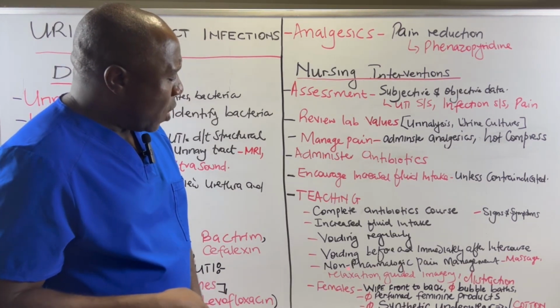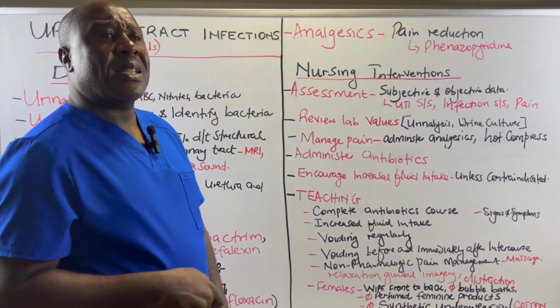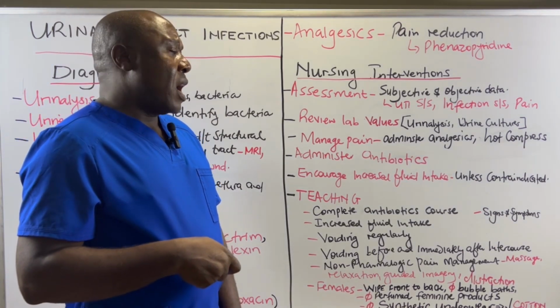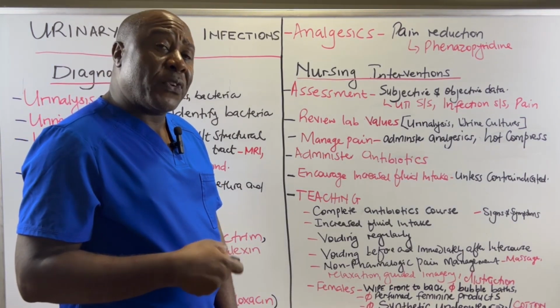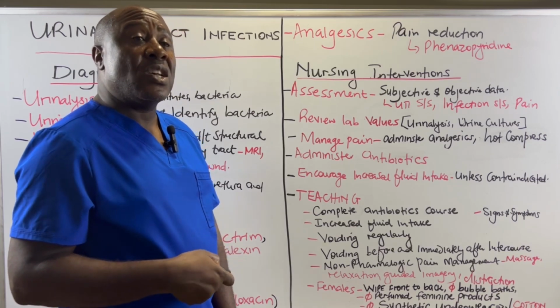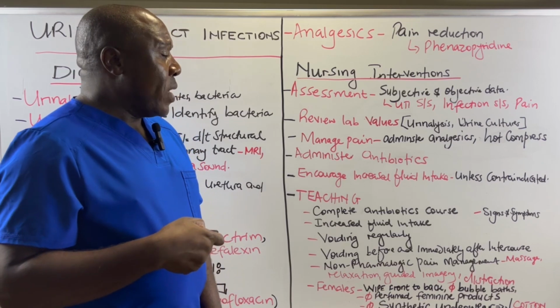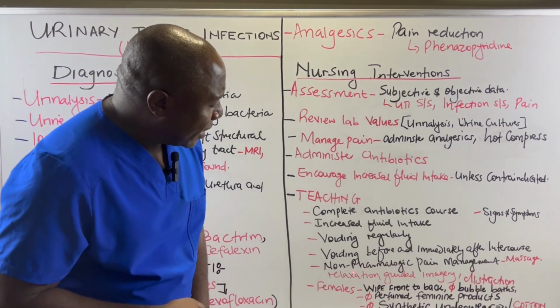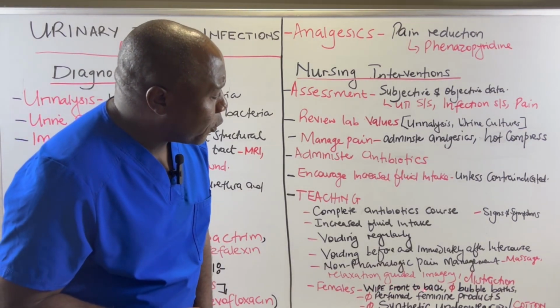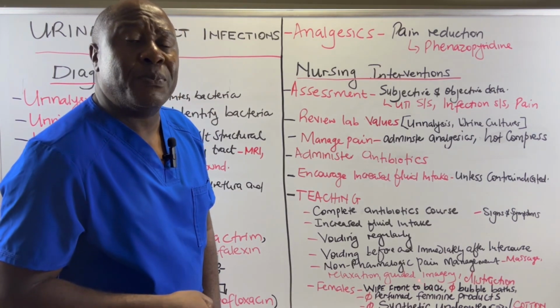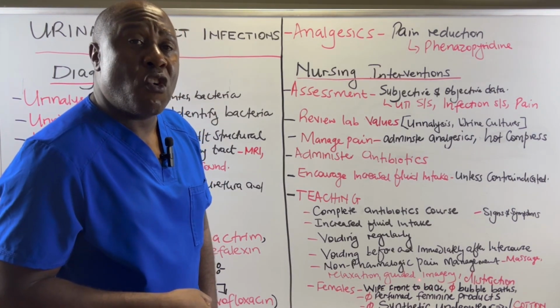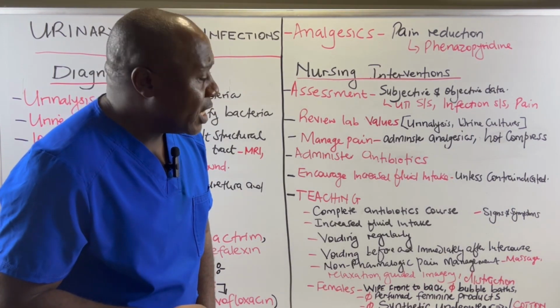Very important, our female patients. Remember, we said that females are prone to urinary tract infection, and we said they stand higher chances of contracting a UTI, and we saw the reasons for that. Now, when it comes to a female patient, nurses should teach them to wipe from front to back. So this just prevents introduction of bacteria into the urinary tract.